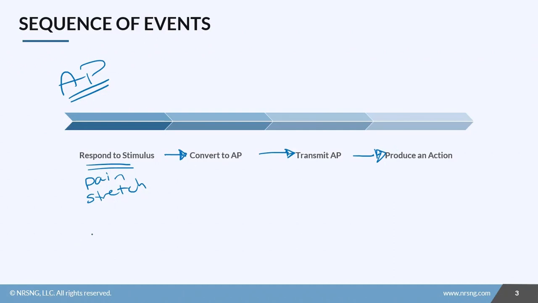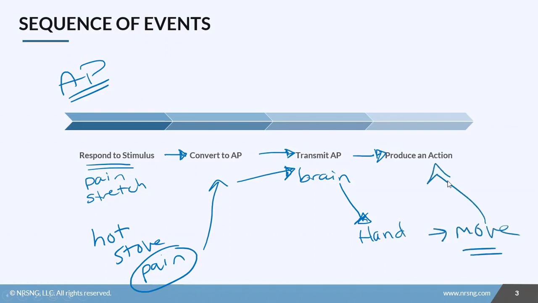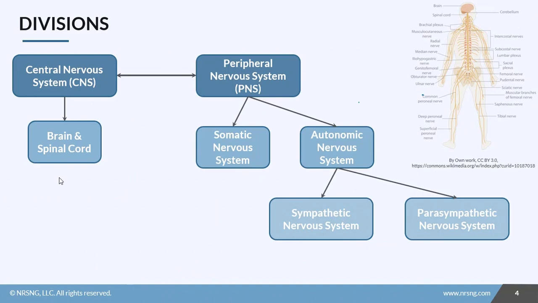So an example might be you touch a hot stove, and so pain becomes the stimulus. The signals will convert to an action potential, travel down a nerve pathway up to the brain. The brain is going to go, holy moly, not okay, send a signal back out to your hand, and it's going to make you move your hand. So that's the action that it produces. So these types of electrochemical signals are actually happening constantly throughout your body, and that's how everything stays coordinated and working right.